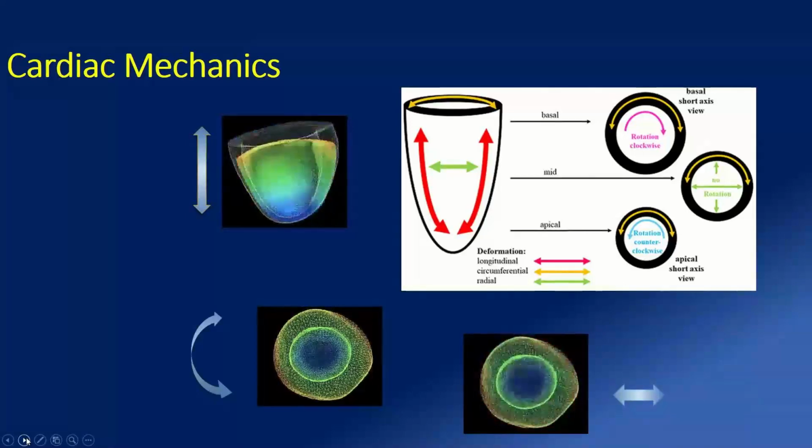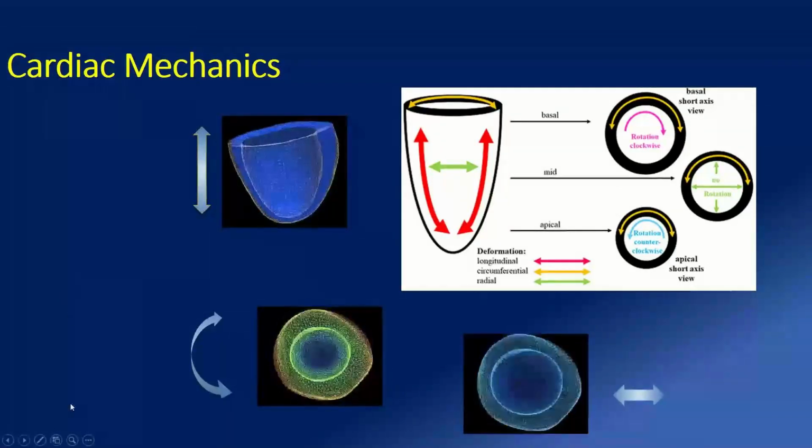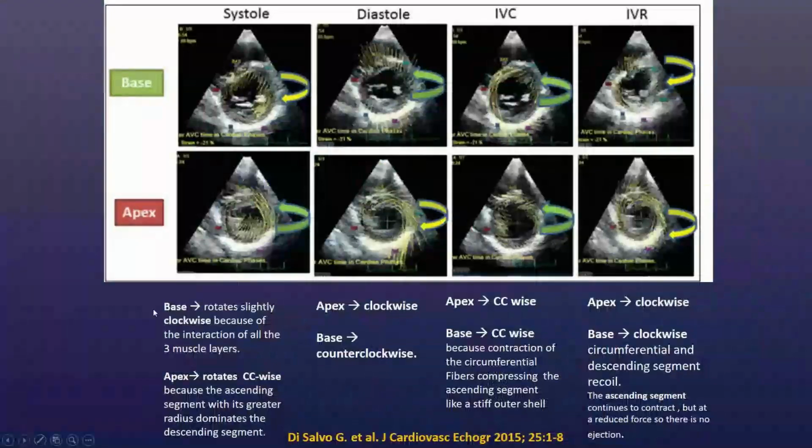Cardiac mechanics, indeed, is rather complex and is based on longitudinal shortening of the left ventricle, based on the contraction of subendocardial fibers, and also circumferential shortening due to the contraction of the mid-layer fibers of the left ventricle, and then the radial thickening of the left ventricle. Not only that, we also have the rotation of the base and the apex of the left ventricle, with the base rotating clockwise during systole, while the apex rotates counterclockwise during systole.